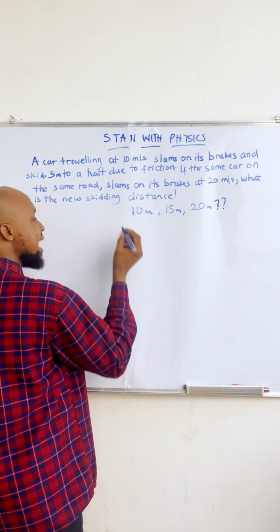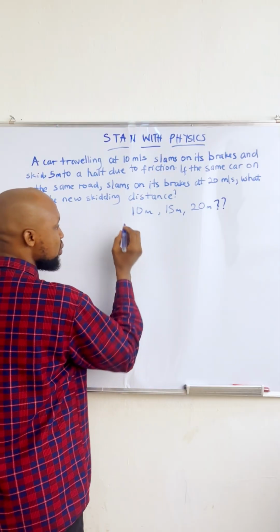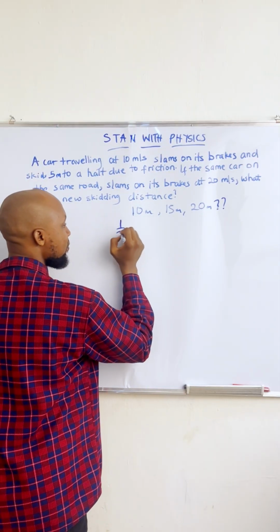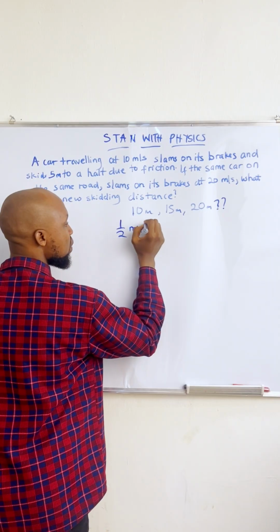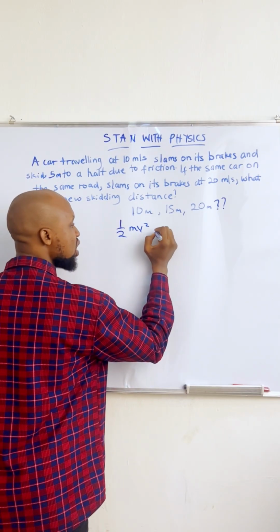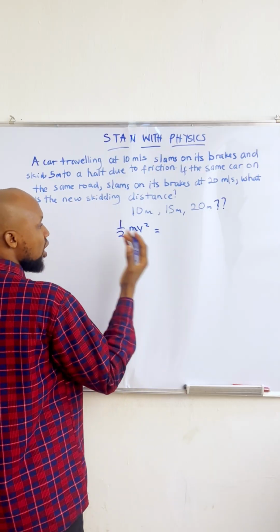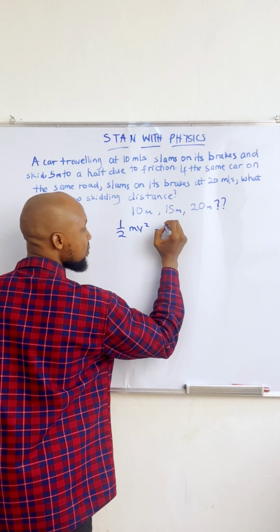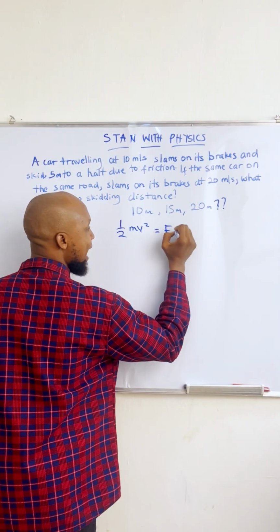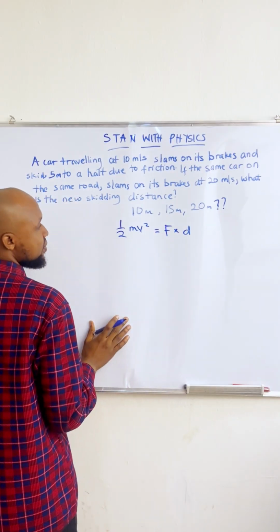So now the initial kinetic energy this car was moving with is half mv squared. It was brought to rest by a frictional force which did work on the car. So that work is frictional force times distance, right?